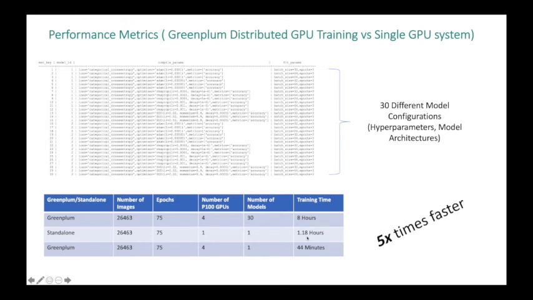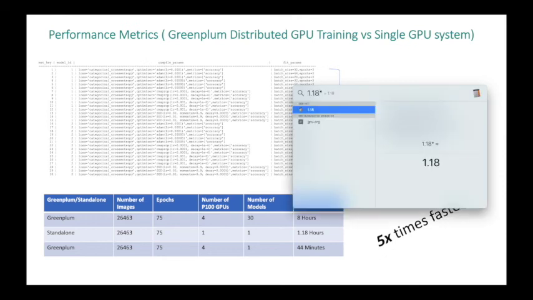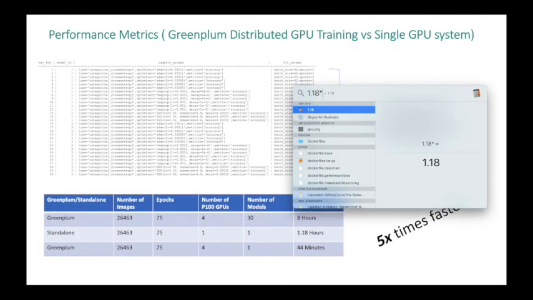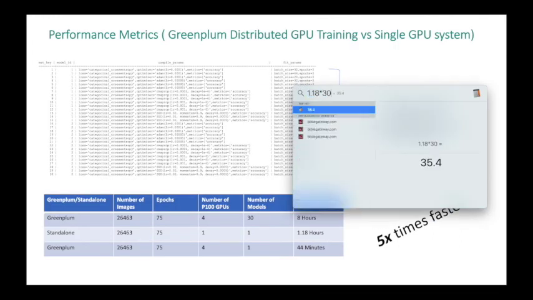So if you do not scale out, and you have to try out 30 models, it would take 35.4 hours. Whereas we have taken only 8 hours to do the same because it is distributed, parallel computation. So it is an advantage of 5 times faster.